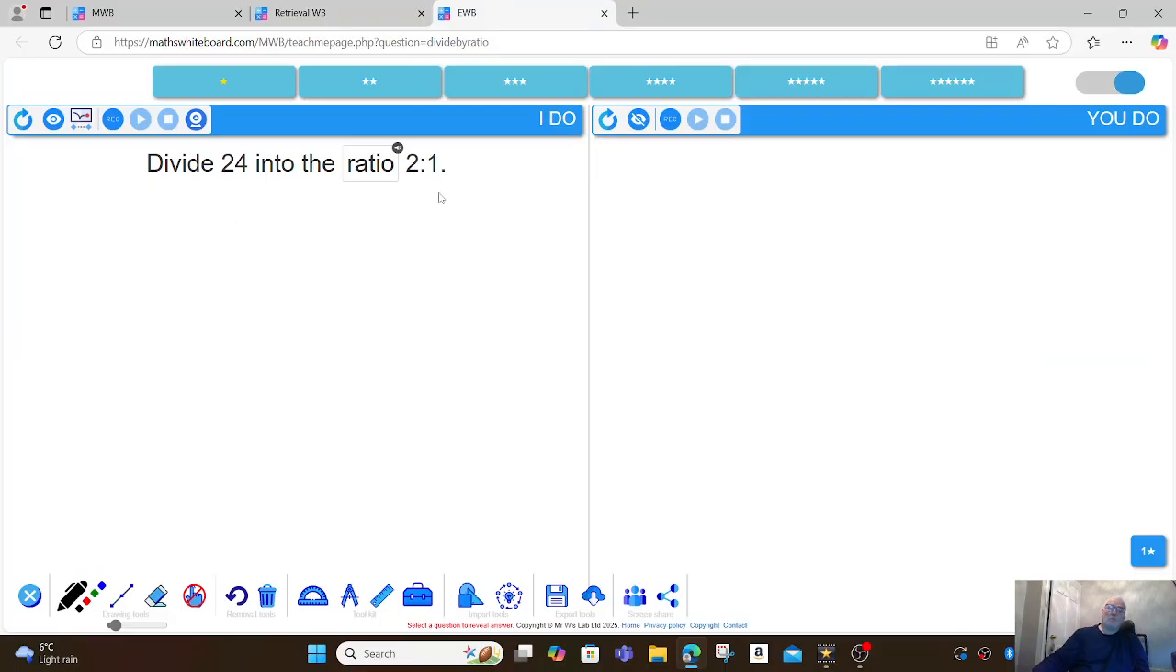So there are 3 steps to this. Step 1, okay, is going to be add the parts. So we're going to add the parts of each ratio. So on this one I've got 2 to 1. So I'm going to do 2 plus 1 is going to give me 3 parts.